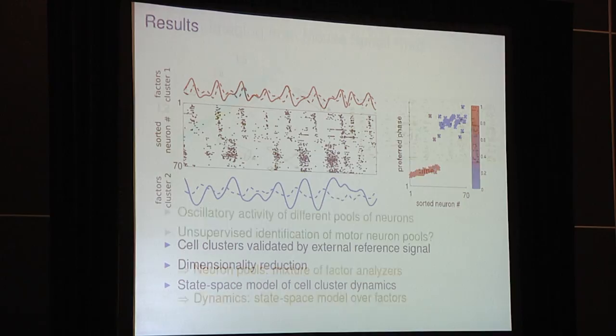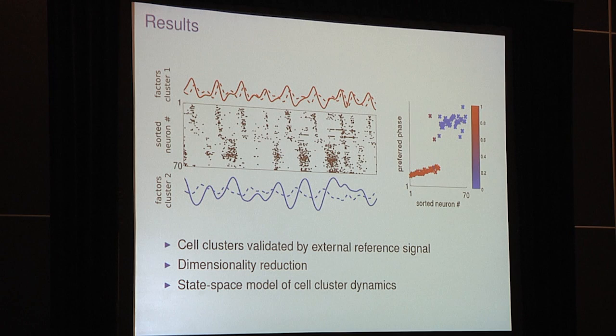If we apply this method to our data, we find that it gives really high quality clusters, which we could validate with external covariates in this specific data set. Our model does dimensionality reduction on each cluster, giving us concise summary statistics to see what's going on. And last but not least, the state space part of the model captures putative interaction mechanisms between these different pools, hopefully giving us more insight into how these different clusters or pools of neurons interact to generate these activity dynamics. Thanks.